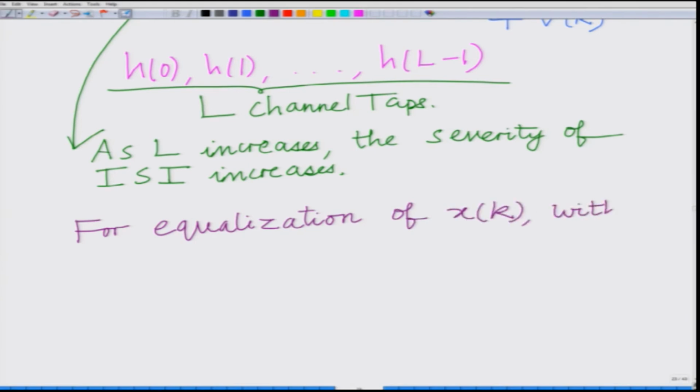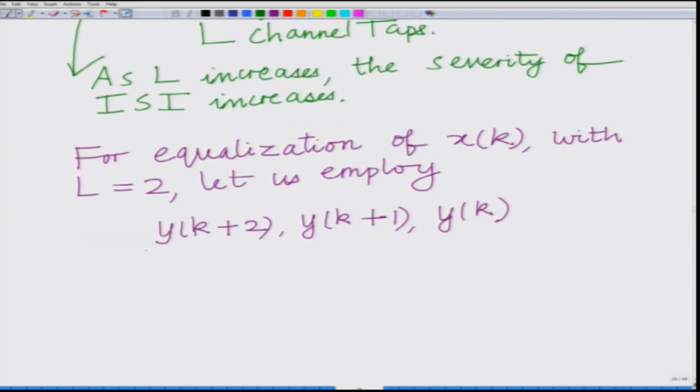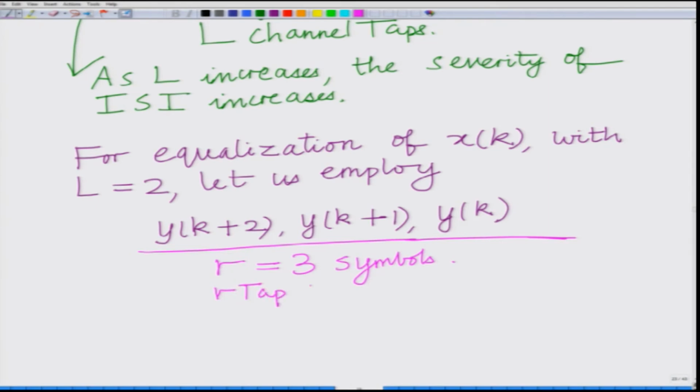let us go back to our simple scenario with L equal to 2. Let us employ yk plus 2, yk plus 1, yk. That is, we are employing 3 symbols, or basically r equal to 3 symbols. This is known as an r tap, or 3 tap, equalizer.